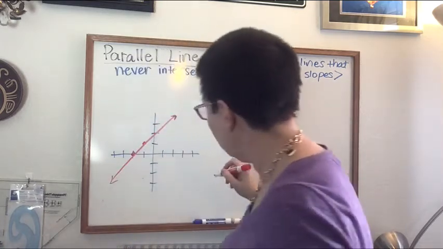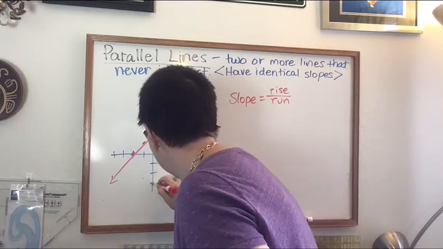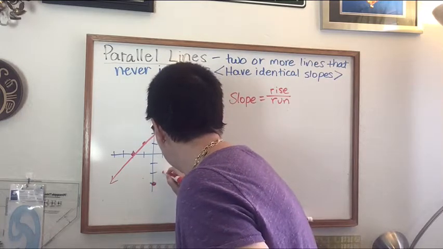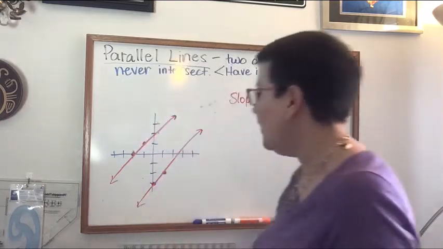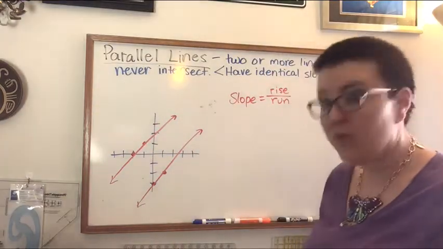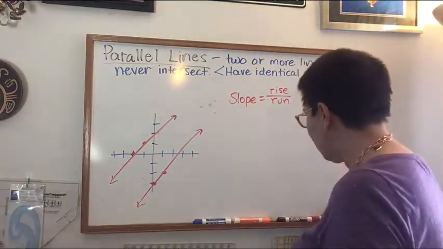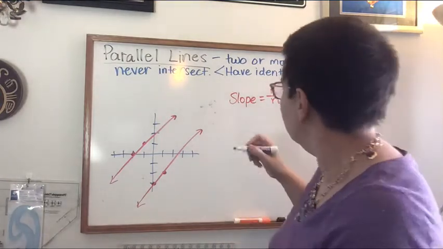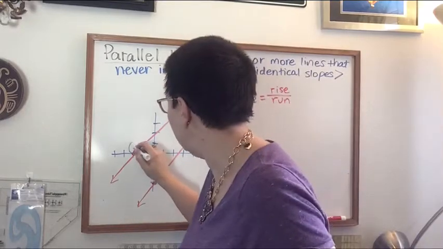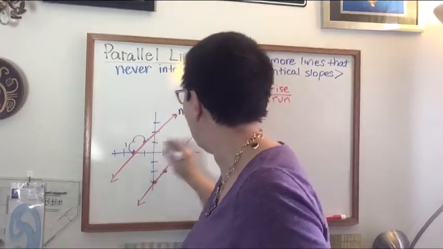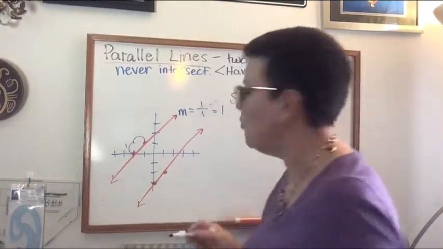So there's one line. More than one line? It's always more than one line, Daniel. Now, these two definitely look parallel, and the way that we tell for sure is we count our slope. So, for the slope of this one, we're going to rise 1, and then we're going to run 1. So I have a slope of 1.